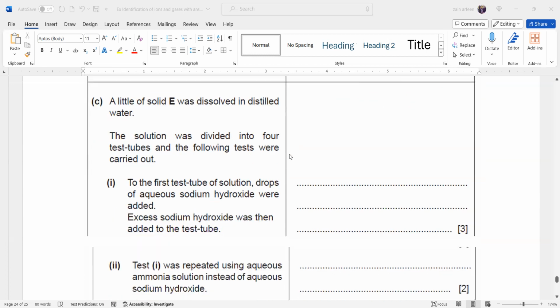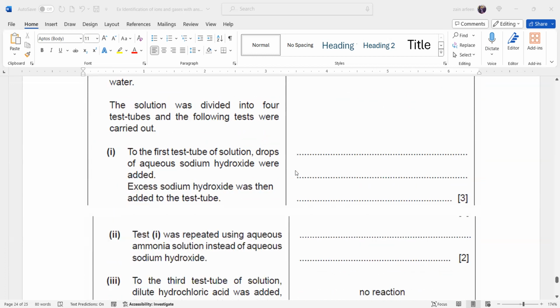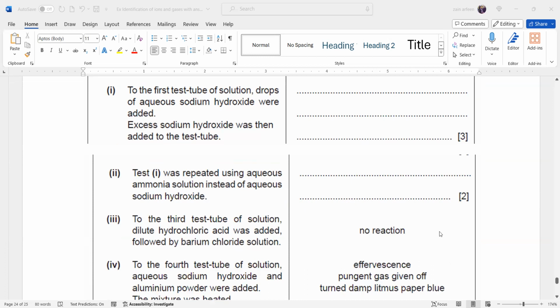A little of solid E was dissolved in distilled water. The solution was divided into 4 parts, so these are the tests done on 4 different parts. They already mentioned that this is an aluminium salt, but what else is there with aluminium, we don't know. To the first test tube, drops of sodium hydroxide were added. When we add a small amount, what will we observe?